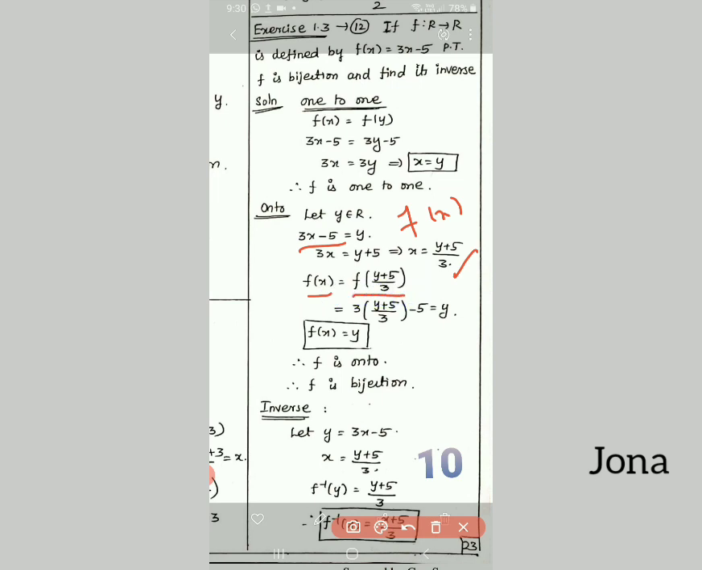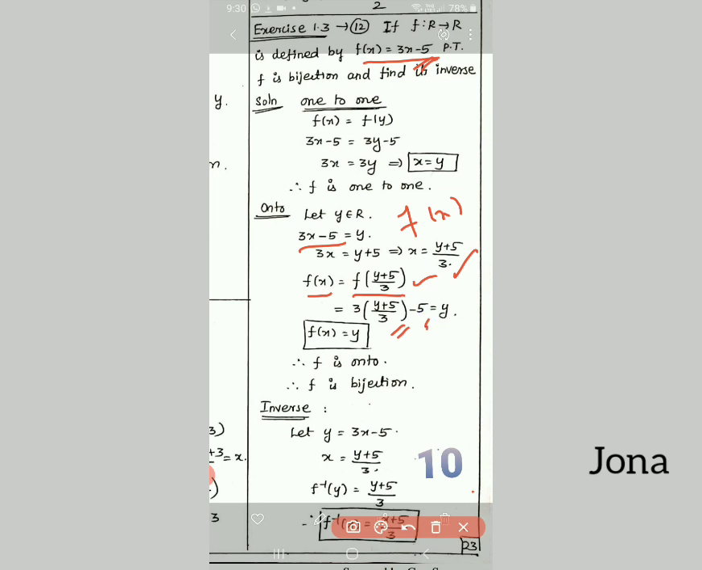That means f of (y plus 5) by 3, which is equal to, since f of x is given as 3x minus 5, in the place of x we want to substitute this value. So 3 into, in the place of x, I want to put this (y plus 5) by 3, minus this 5.